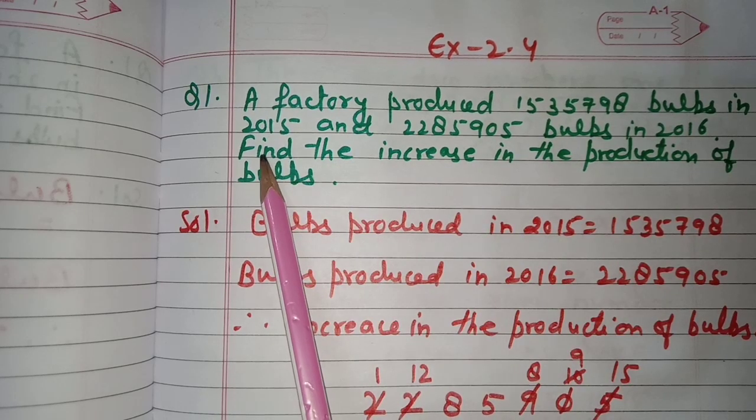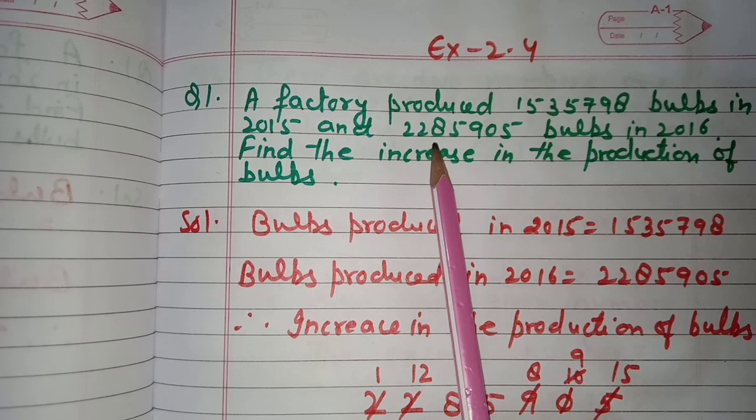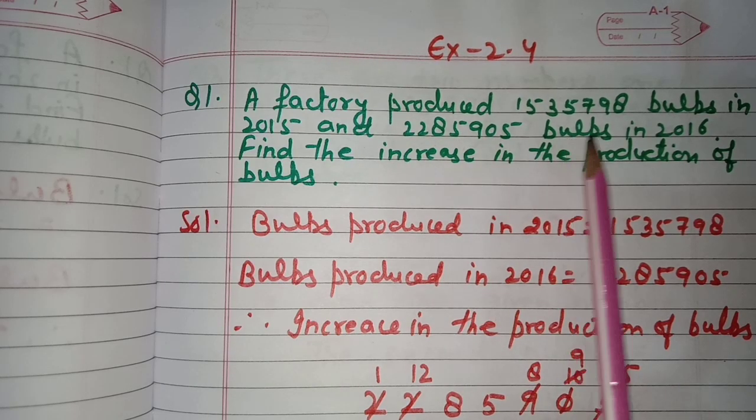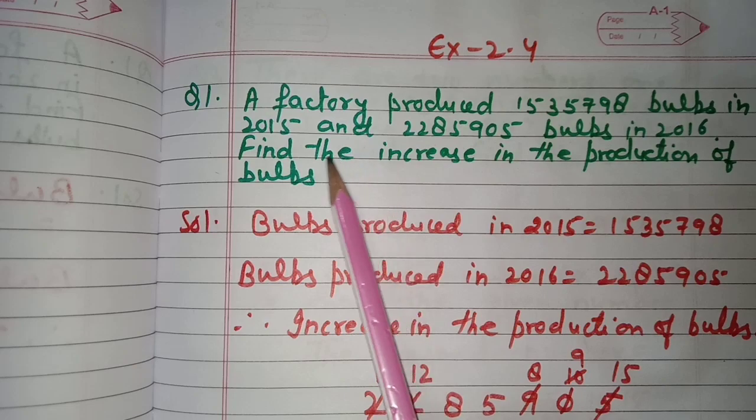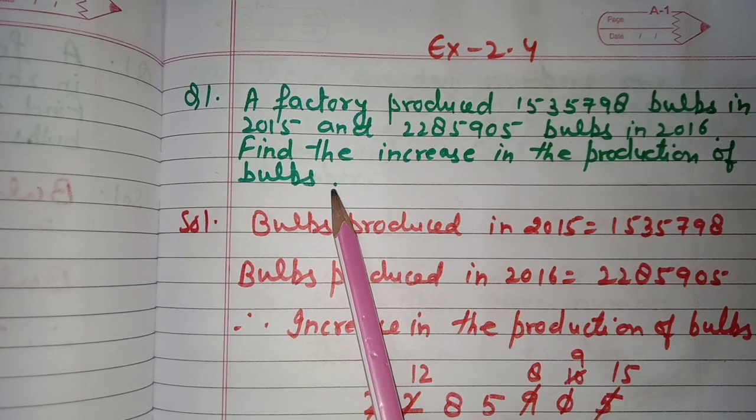Question number 1: a factory produced 15,35,798 bulbs in 2015 and 22,85,905 bulbs in 2016. Find the increase in the production of bulbs.